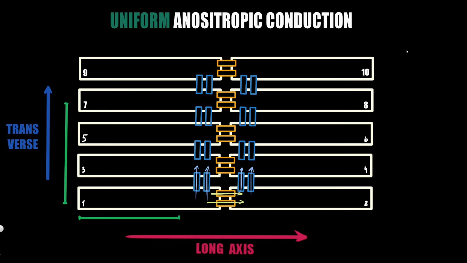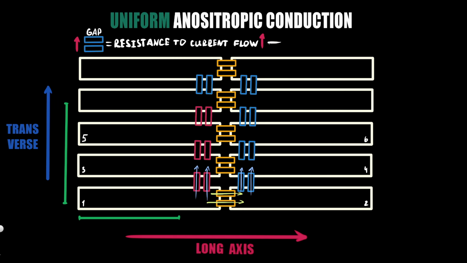So if we take an equivalent distance in longitudinal and transversal directions, in the transversal direction the same distance encounters many more gap junctions, because the diameter of the cell is smaller than the length. Every gap junction provides a resistance to current flow. Therefore, more gap junctions, more resistance to flow, slower conduction.